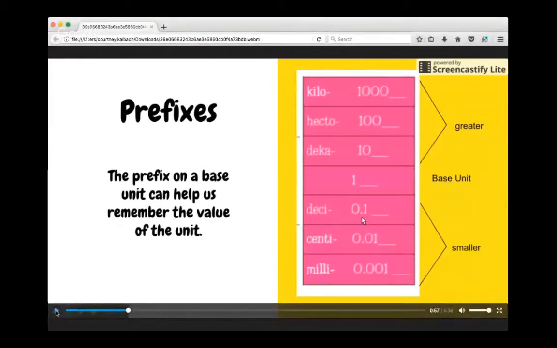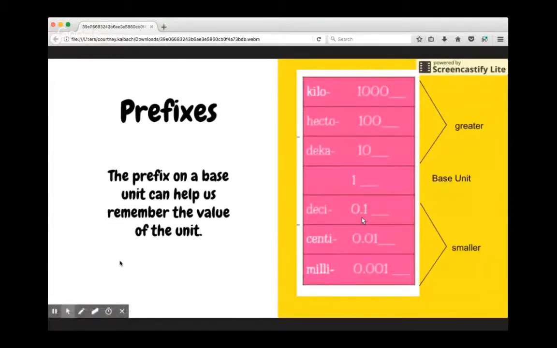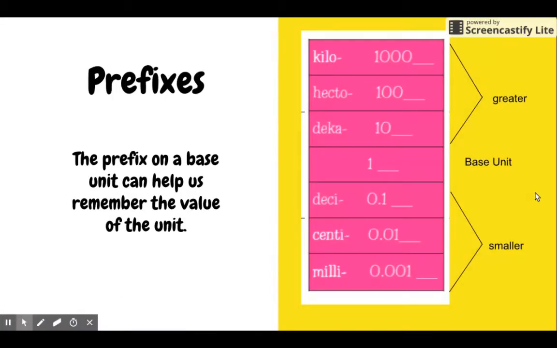This is from Krista Schneckenberger at Cook. She teaches 4th grade. So one of the important things I think we need to remember, which links us to our vocabulary instruction, is that when you're looking at units of measurement, there are prefixes. And if you can remember the meaning of those prefixes, it will help you with conversions. So the prefix on a base can help us remember the value. So if you look at my little pink table here.